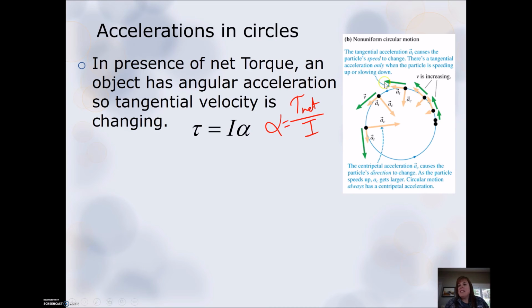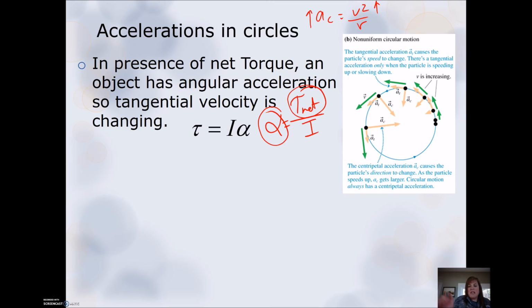Now, in this case here, if you look at this picture, notice these green arrows are my tangential velocity here. And you can see that those arrows are getting bigger, which means this wheel is speeding up. As it speeds up, also notice that the centripetal acceleration vectors are also getting bigger, because remember that centripetal acceleration is v squared over r. So if that tangential velocity goes up, then that centripetal acceleration goes up. But at a constant torque, if this value is constant, then that value is constant.